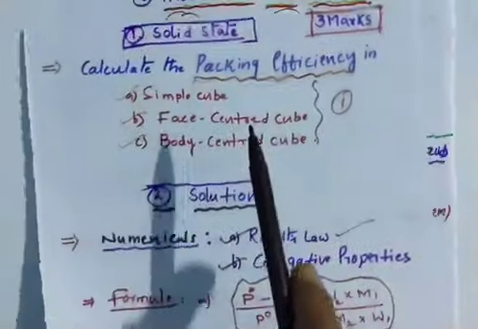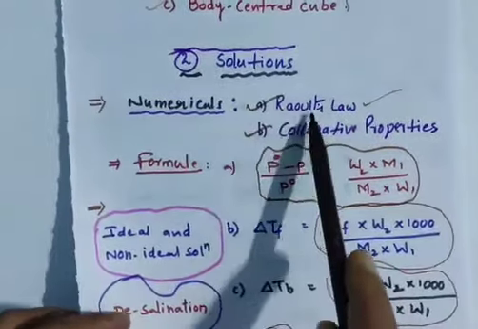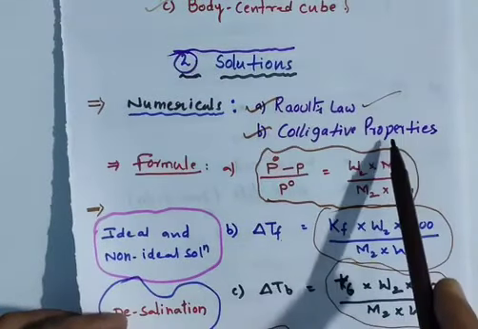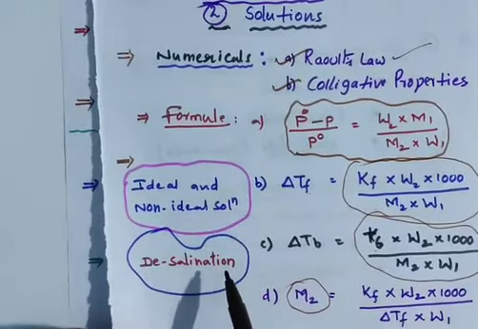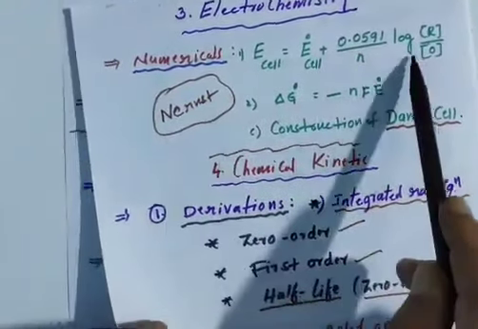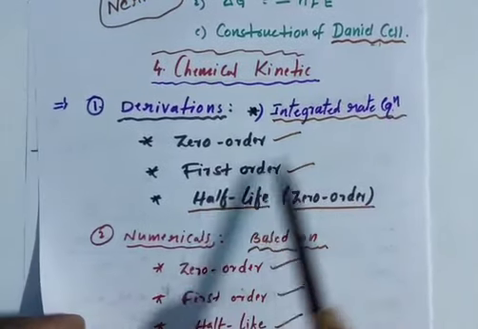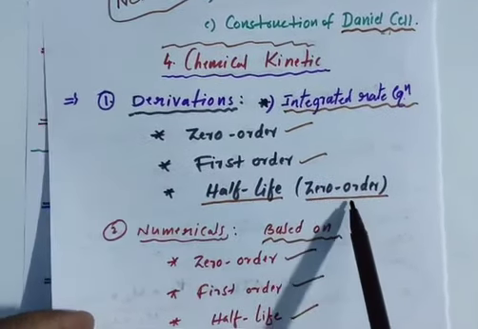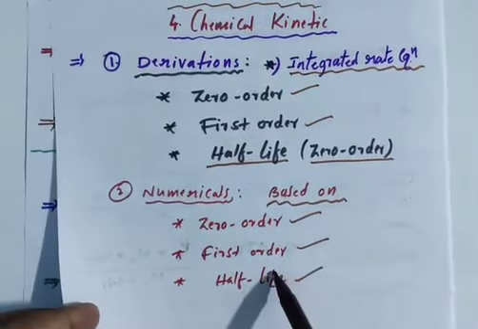Please concentrate, everyone. Solid state: simple cube, face centered, body centered. Solutions: Raoult's law, colligative properties based on numericals, ideal and non-ideal solutions, and desalination. This is a very strong area. And another chapter, electrochemistry: numericals based on the Nernst equation, and construction of the Daniell cell. Chemical kinetics: derivations, integrated rate equation, zero order, first order, half-life, and numericals based on the integrated rate equation. These are the 4 chapters.